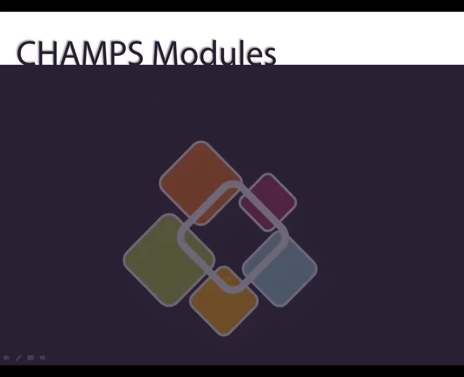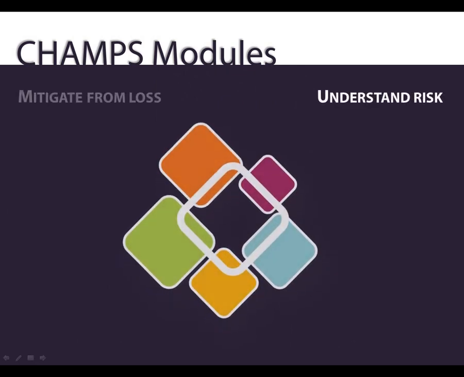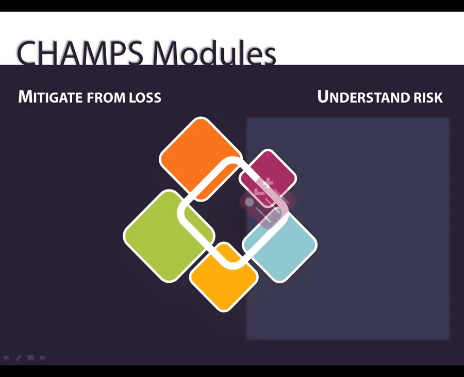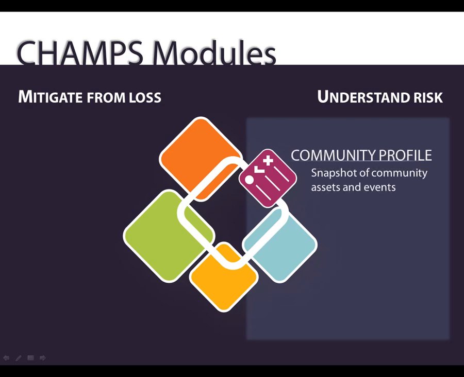Before we begin, let's quickly review the 5 modules that are contained within CHAMPS that will help a community first understand risk and then mitigate from loss. At the heart of CHAMPS, the Community Profile provides a snapshot of your community's assets, events, and provides a centralized location to store important agency and infrastructure information.